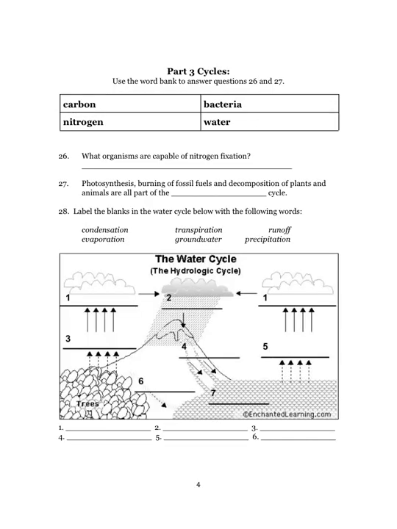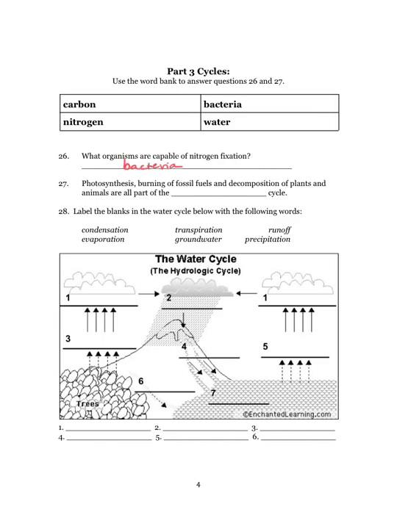Now we're going to review some of the cycles. So number 26 says what organisms are capable of nitrogen fixation. So if you recall, there's one organism that can take nitrogen from the atmosphere and convert it to a form that is usable by plants and animals. That process is called fixation, and it's carried out by bacteria.